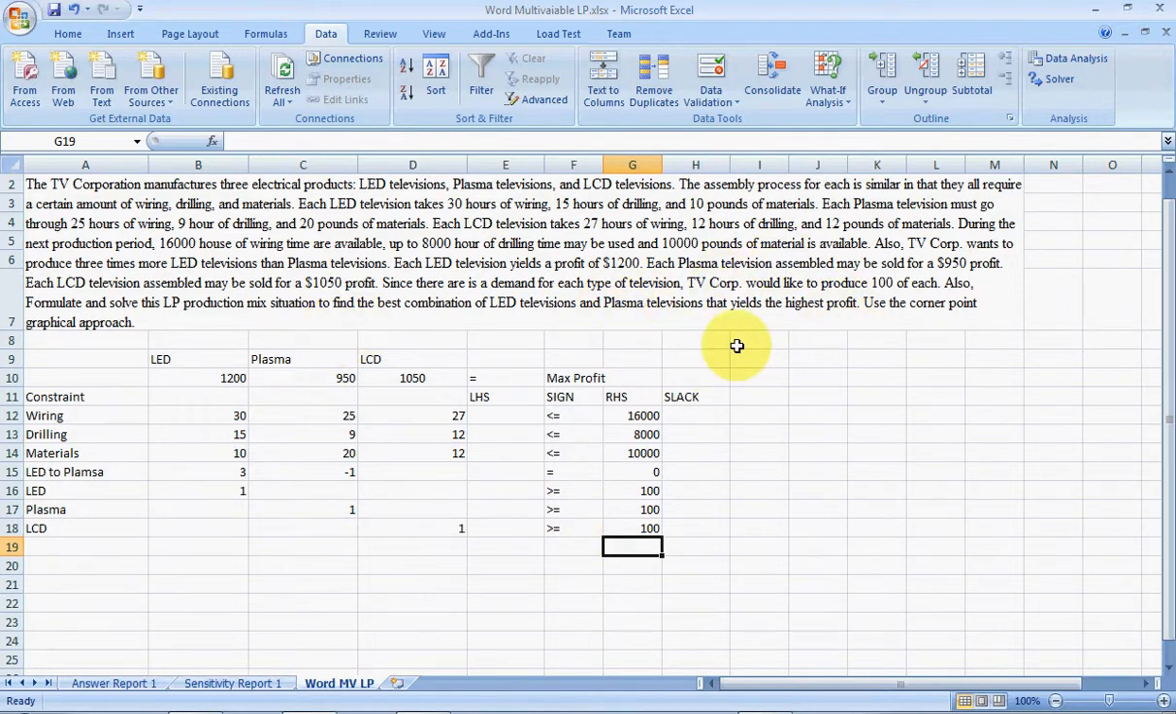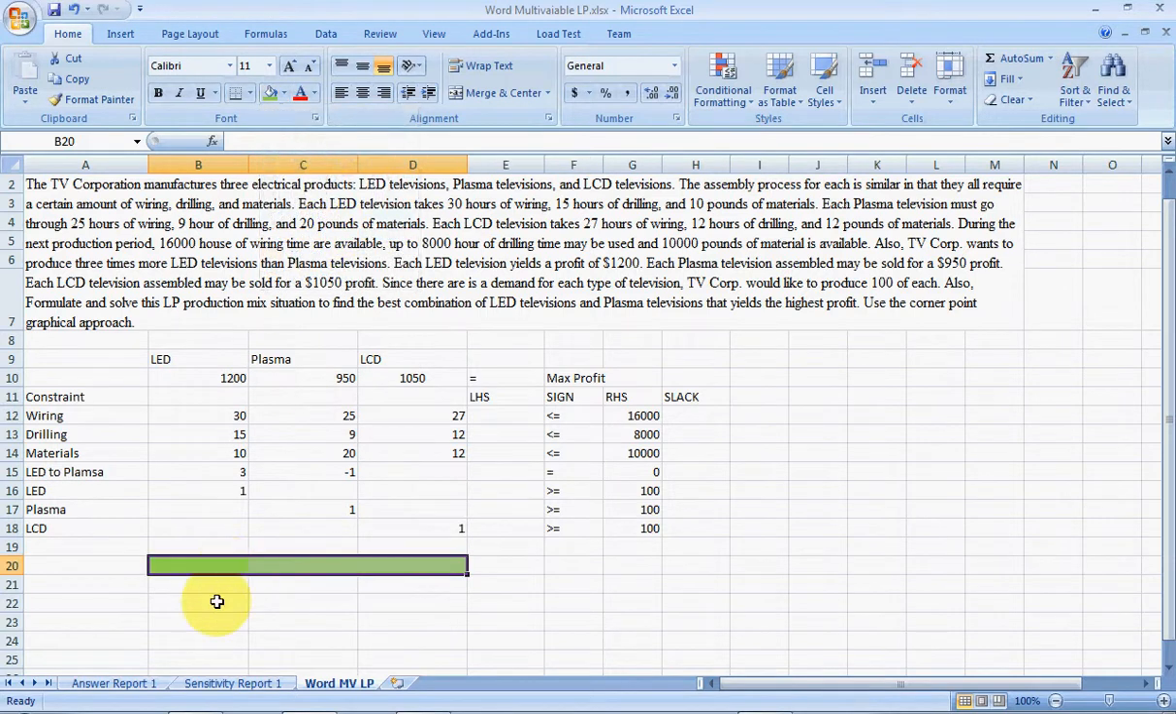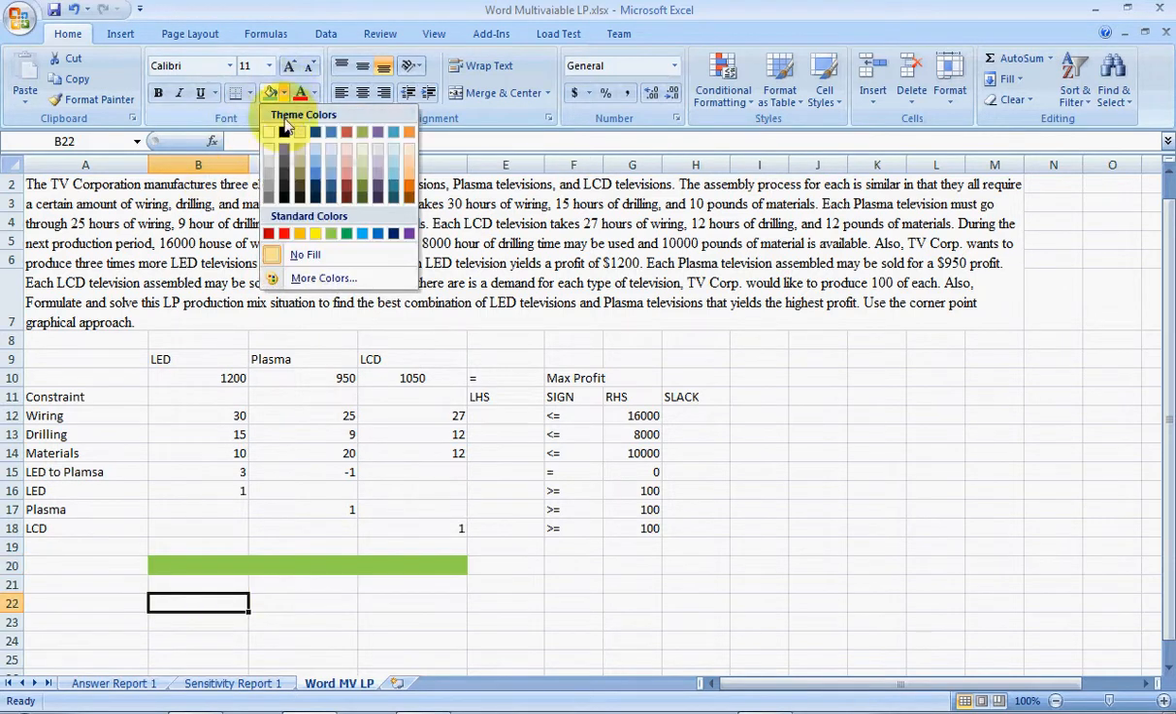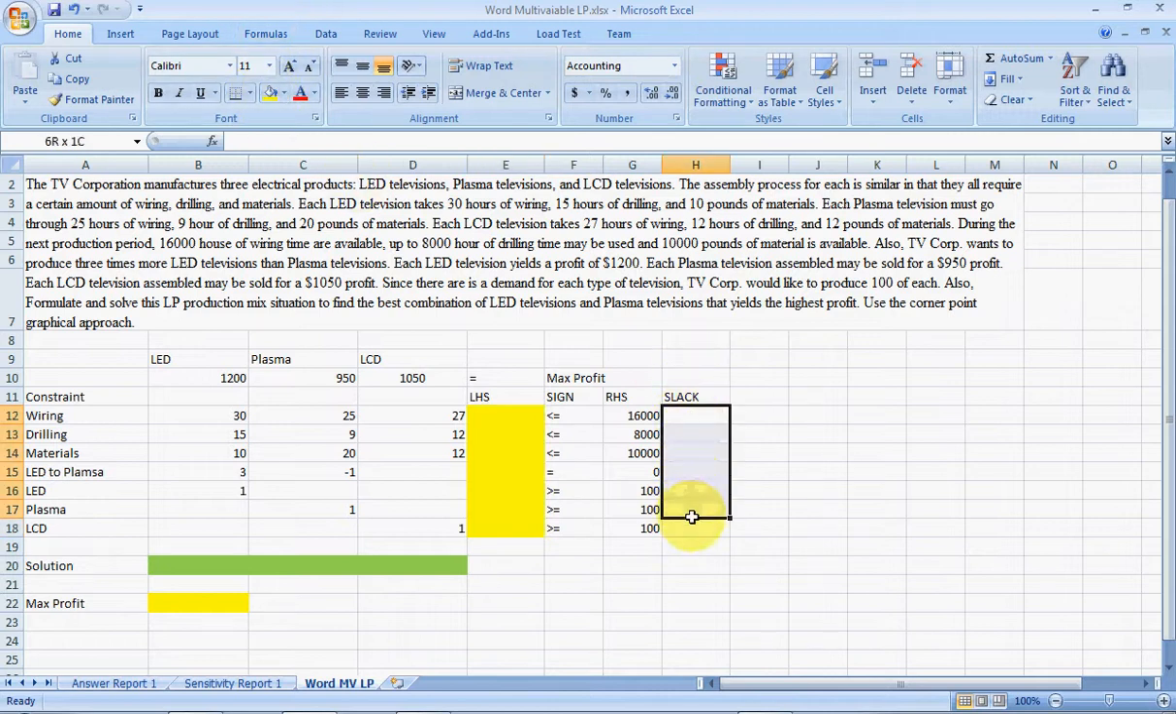So now we want to find our profit. In order to do that, I highlight my cells so I know where the variables are and where the formulas need to go. Green is always our solution, so I'll just put solution, and then this one is going to be our max profit, because that's what we're trying to do. Left hand side is yellow, and so is slack. So now that we have that, we can start putting in our formulas.